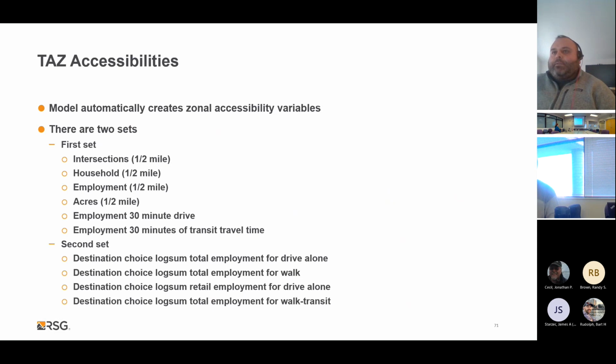And we have 2 sets of zonal accessibilities. The first set are the total number of intersections within a half mile of the model households, employment, acres. So this is essentially how quickly or how much you can access within either a crowfly measure, or we have 2 different drive measures. We have a measure of employment within a 30-minute drive and a measure of employment within 30 minutes of transit travel time. And then we have a second set of accessibility measures, which are factored into the destination choice model for drive alone, for walk, for employment, and then for retail employment, we have drive alone, and for total employment, we have walk transit trips.